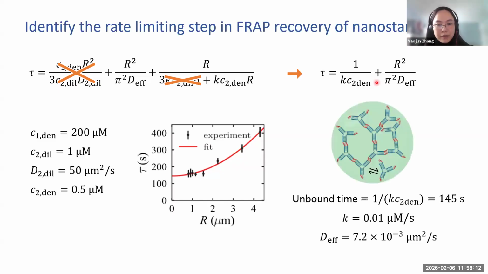So fitting the experimental data to the theory curve, we obtained the unbinding time of a nanostar from the percolated network. We found the unbinding time to be about 150 seconds, and we can further predict the on rate and effective diffusion in the dense phase for the nanostar system. And these are parameters that can be tested experimentally.